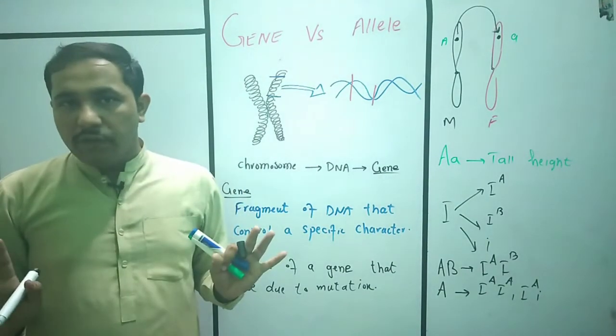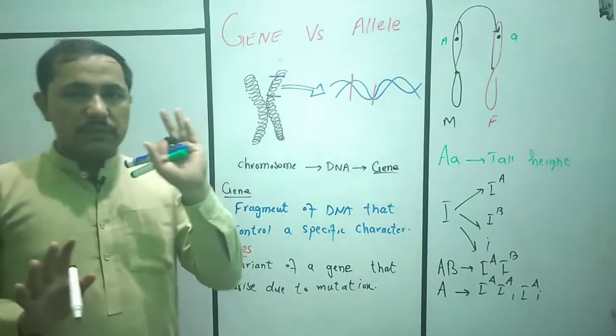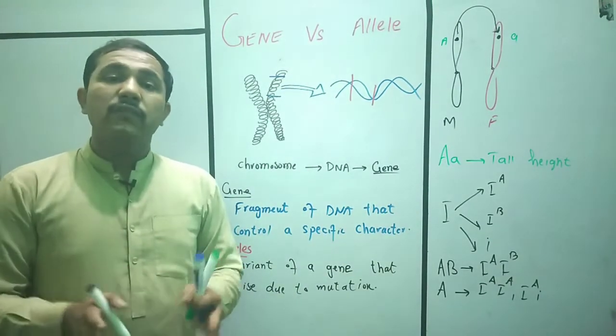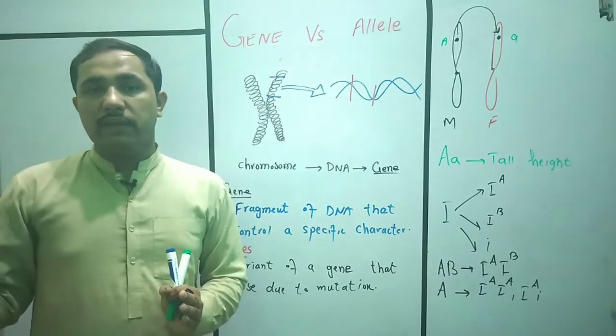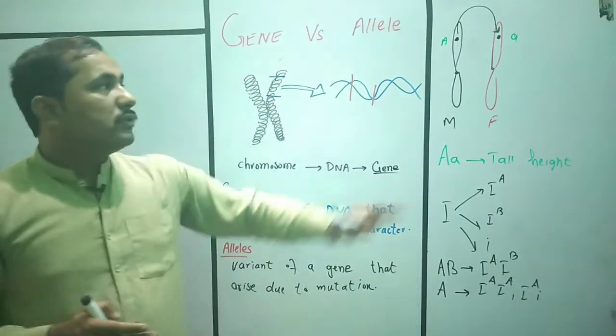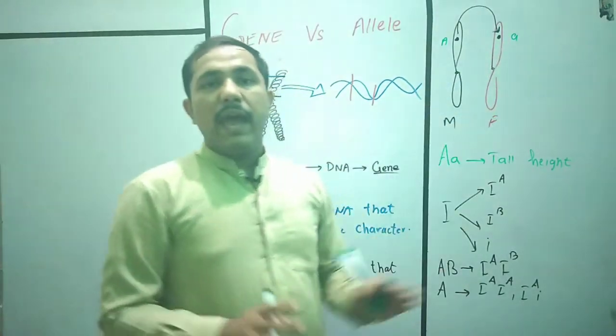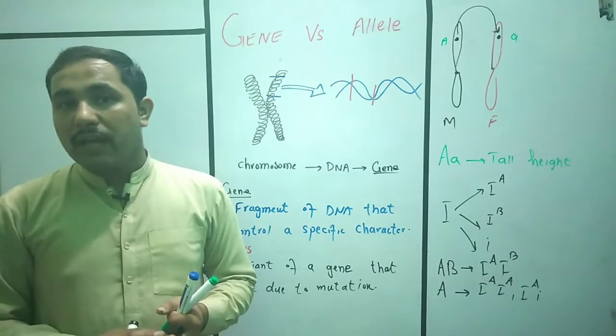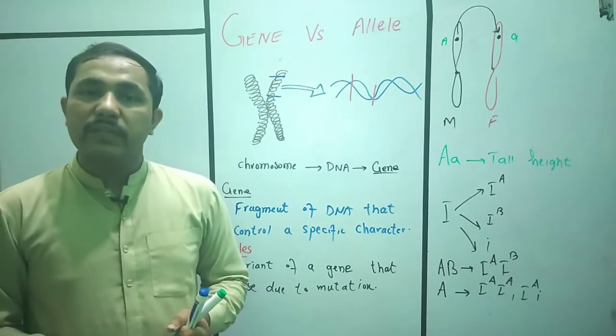Genes are fragments of DNA that control a specific character, and the forms of the gene that we inherit from both parents, father and mother, when they combine and characters appear, are called alleles. And one gene can have many alleles, but at a time only 2 alleles will be present in a specific individual.